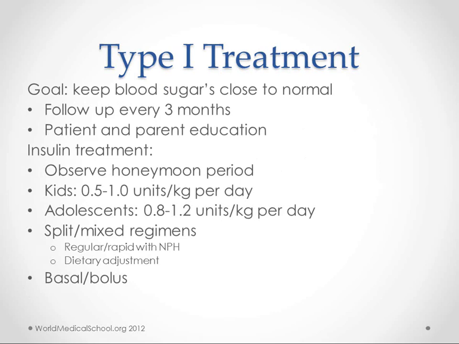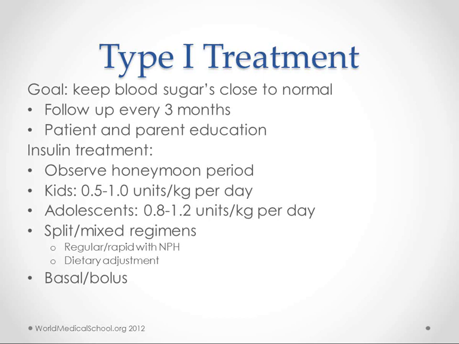So the treatment of type 1 diabetes, the long-term treatment, the goal is to keep blood sugars close to normal, or what they normally would be if you had a functional pancreas. So you follow up every 3 months to keep an eye on blood sugar levels, the A1C levels. And the most important thing is to teach the patient and their parents about how to manage this disease. They basically need to be their own doctors in order to manage some of the complications of type 1 diabetes.